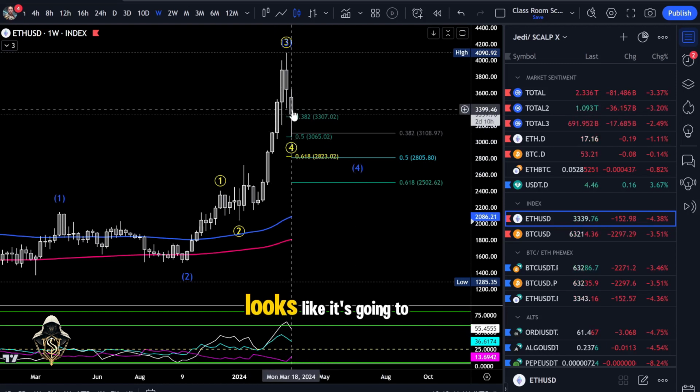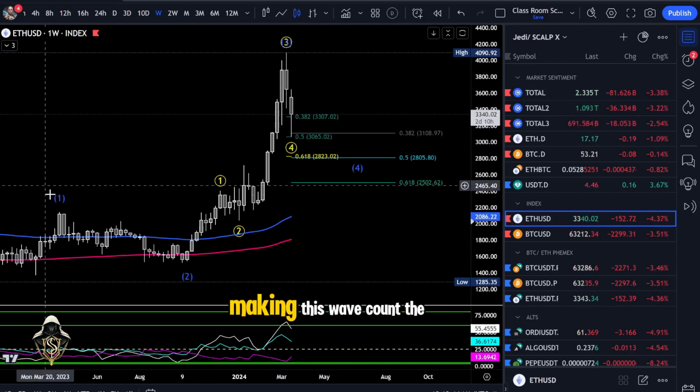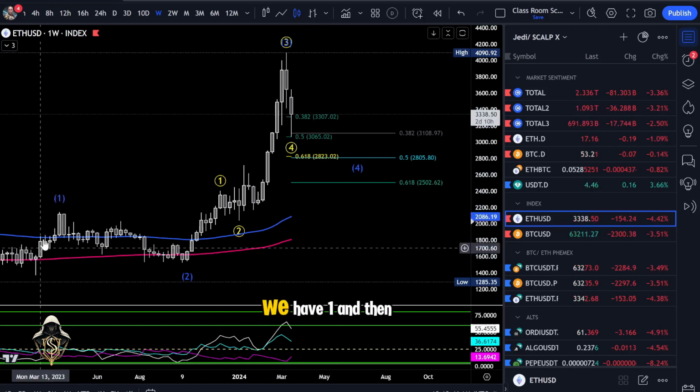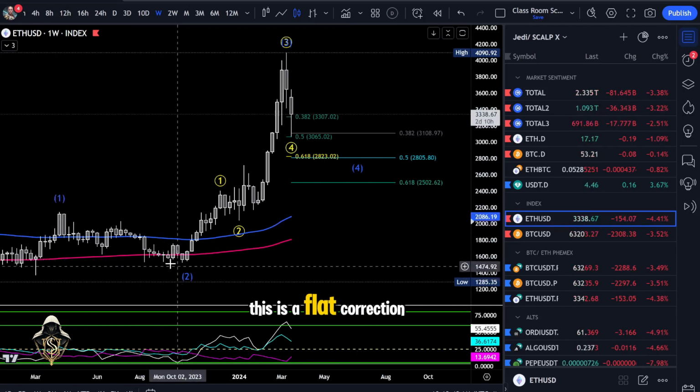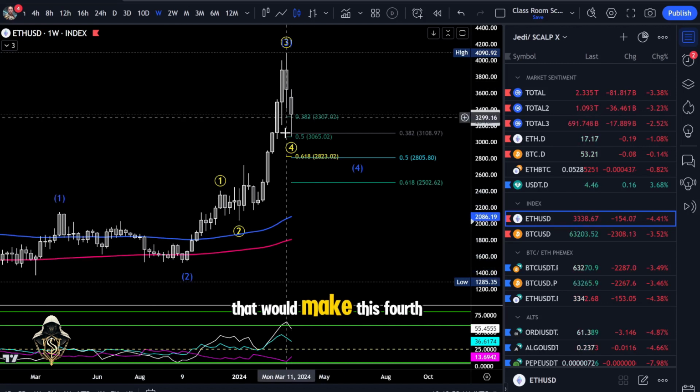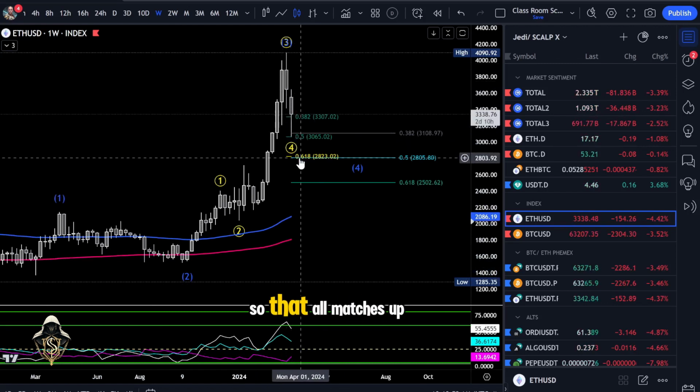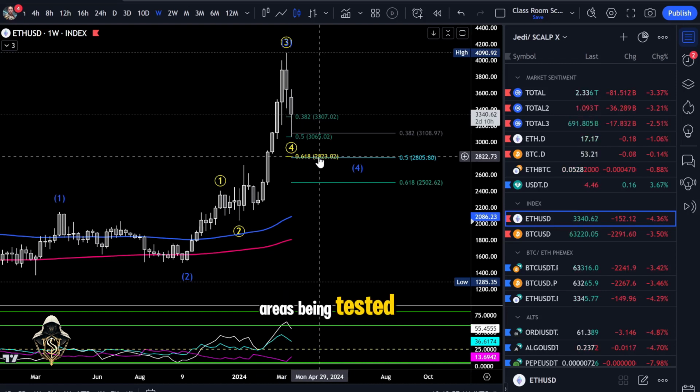This essentially looks like it's going to be a sharp correction, making this wave count the blue one, right? We have 1 and then 2. This is a flat correction right here. That would make this fourth one a sharp correction. So that all matches up with my thesis in the sense of these areas being tested if USDT decides to breach into that 5.15 benchmark.